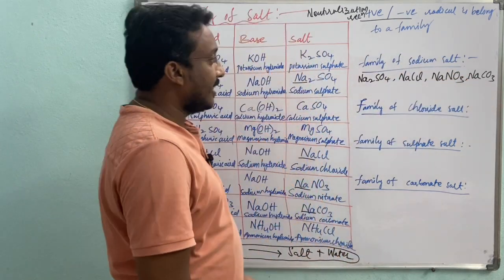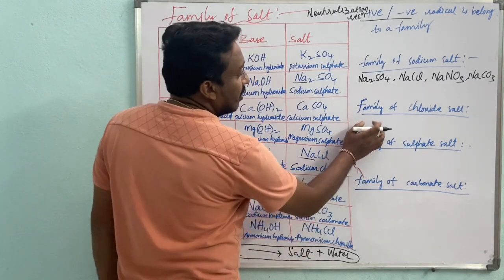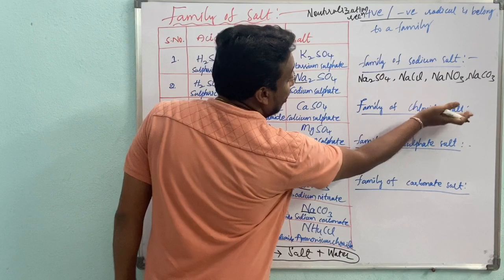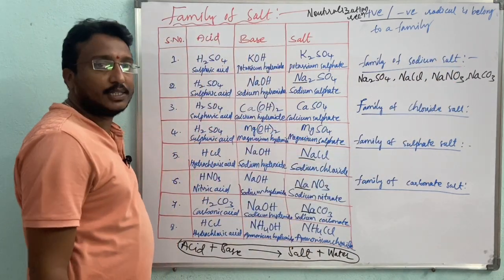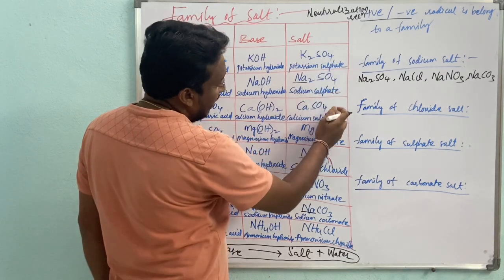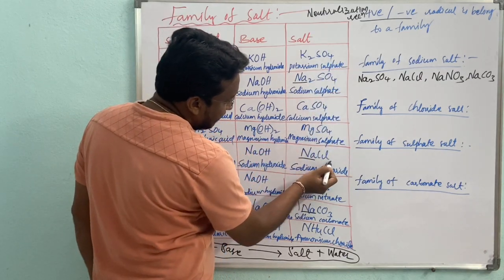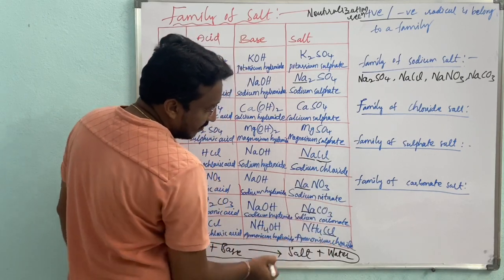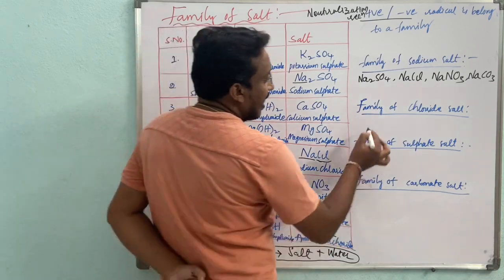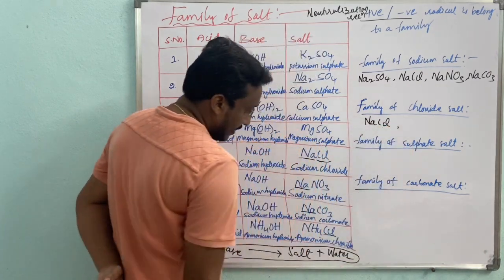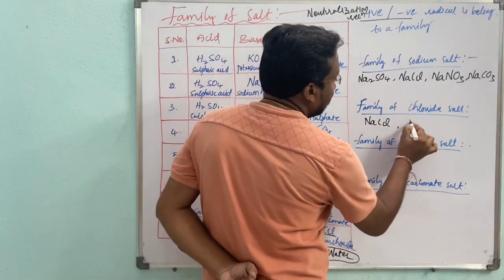Like that, now we are going to write one more family. That family belongs to chloride. Here we are going to find where we have chloride. See here, chloride, and we have 2 examples: NaCl and NH4Cl.